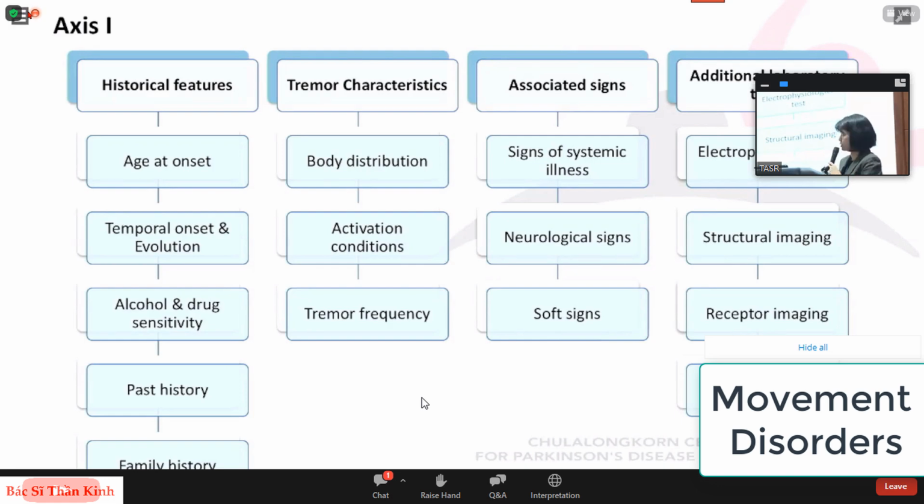For axis one of the tremor, you should get the history features like age of onset, temporal onset, alcohol drinking and the sensitivity to alcohol and drugs, and also the past history and family history. And you have to get the tremor classification, like body distribution, activation, or frequency that you have to notice. Another one is you have to know the associated signs, like other neurological or systemic signs. And the last one is additional laboratory tests, for example, the electrophysiological test.